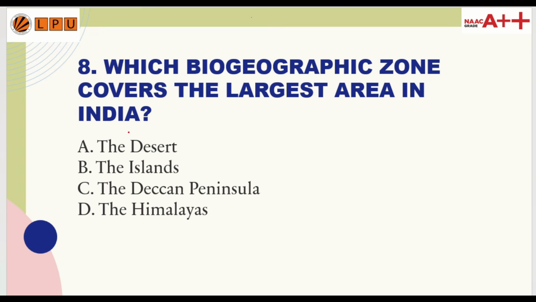Question 8. Which biogeographic zone covers the largest area in India? Option A desert, option B island, option C Deccan Peninsula, option D Himalayas. So the correct answer is option C Deccan Peninsula.